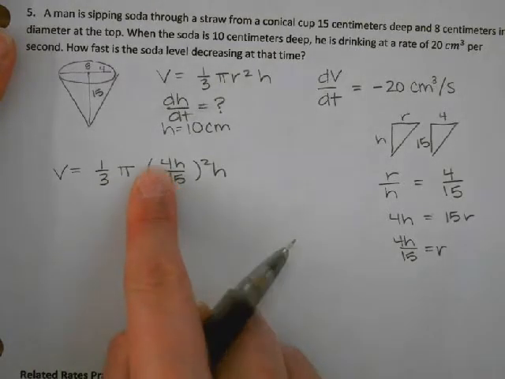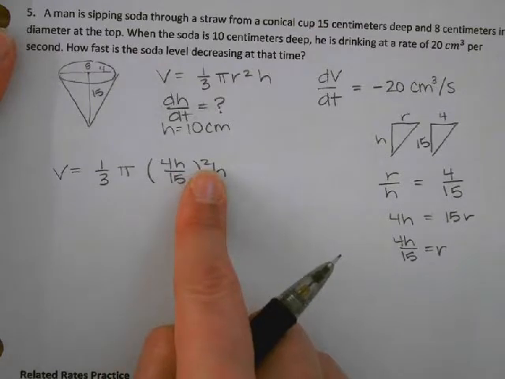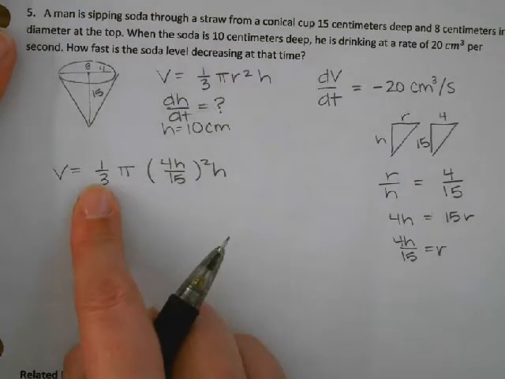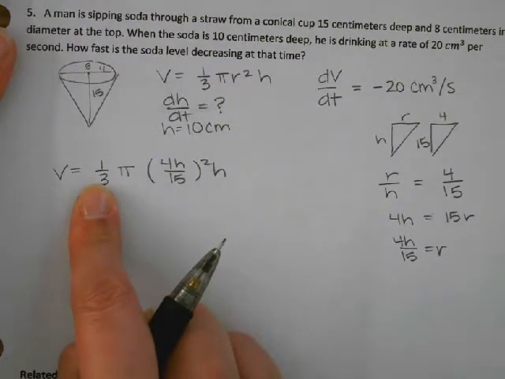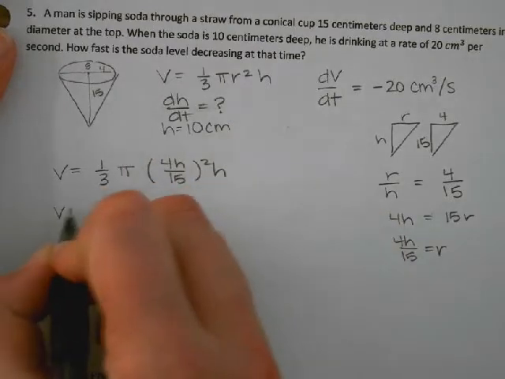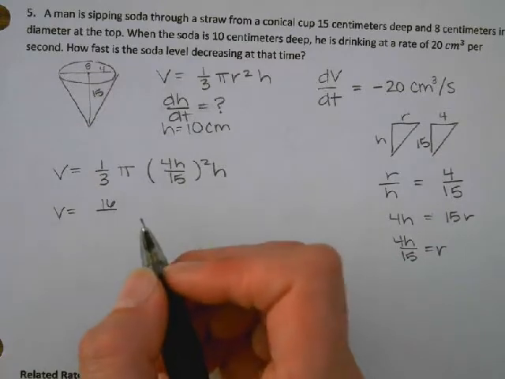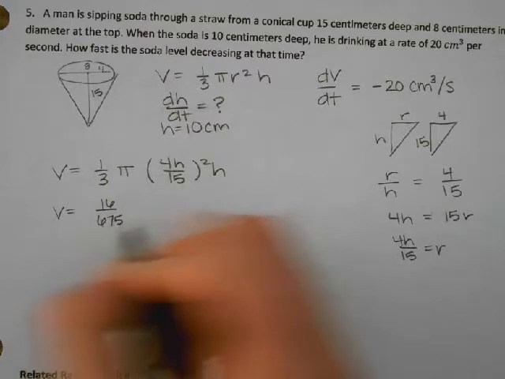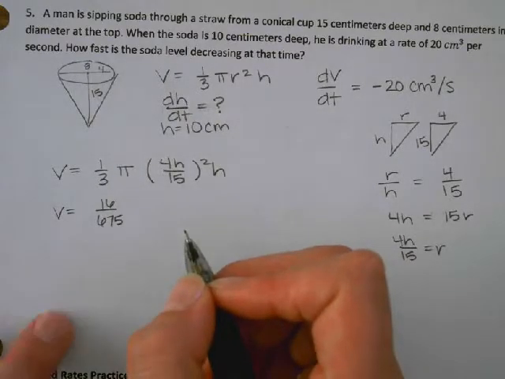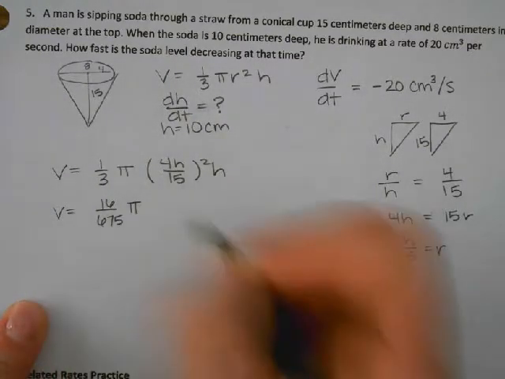So if we do 4/15h and we square that, what happens to the 4/15ths? 16 over... This is a great time to use your calculator. 225. And if we do 16 over 225 and we multiply that by that 1/3, what does that give us? Does that give you 16 over 675? Yeah, 675. Yeah, that's right. That's good. And we can go ahead and keep that pi there.